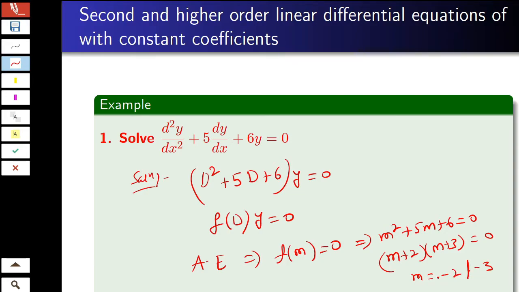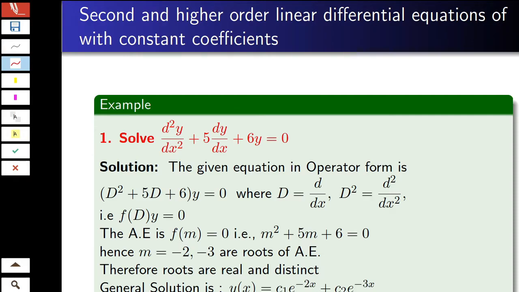So what is the case? Real and distinct. If it is real and distinct, what is the CF, the complementary function, or you can say the general solution of the given differential equation? y of x. The dependent variable is y, the independent variable is x, so we write the dependent variable in terms of the independent variable: C1 e power minus 2x plus C2 e power minus 3x. So this is the real and distinct case.